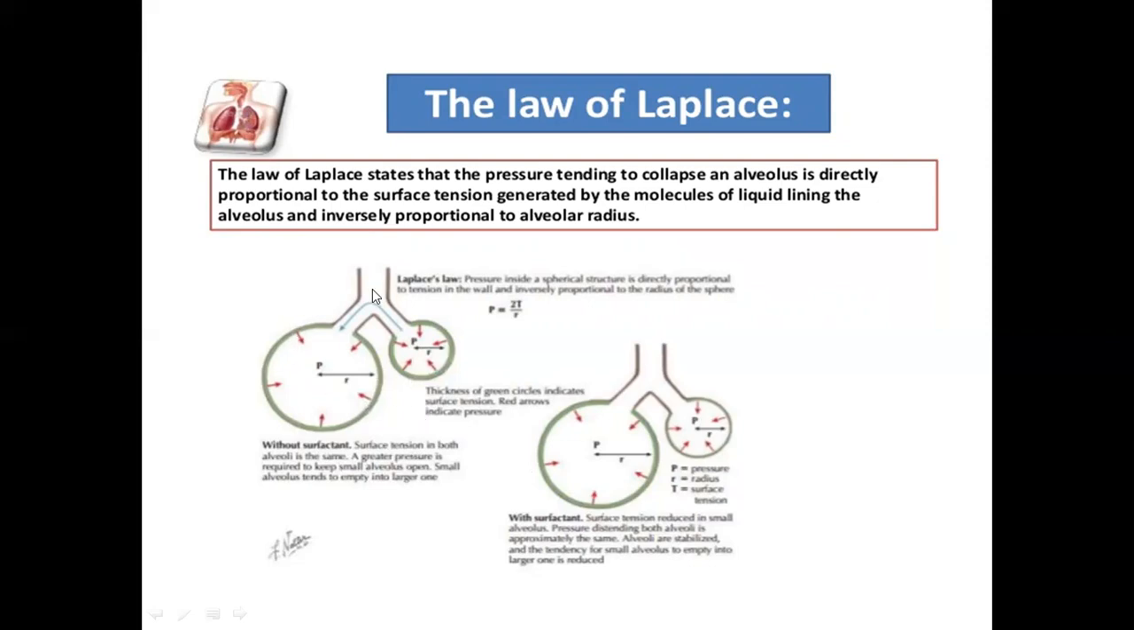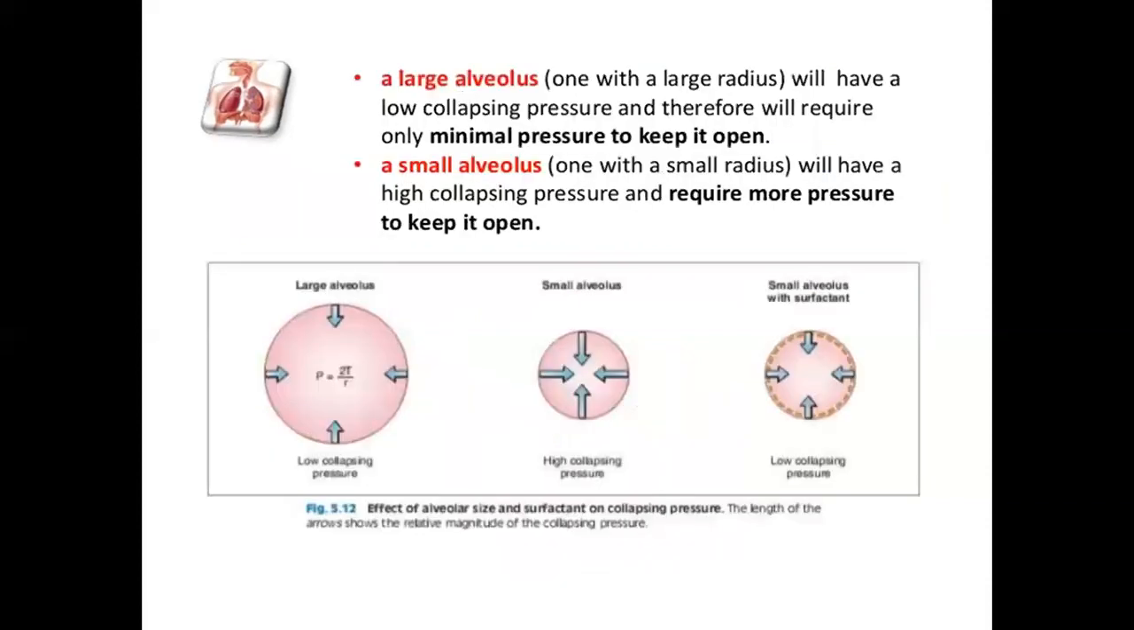And imagine there are 300 million alveoli, and each has to work properly if you want normal gas exchange. If this is going to happen, then the inequality of alveolar size will create a problem in the exchange of gases. But due to the presence of surfactant, this will not happen, and they will try to maintain the size of the alveoli. That we are going to see in the next slide.